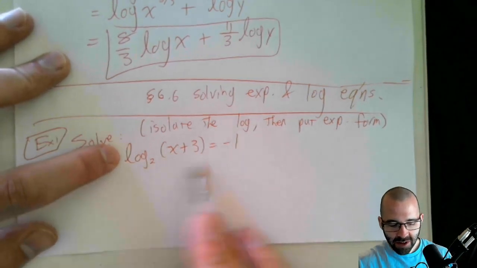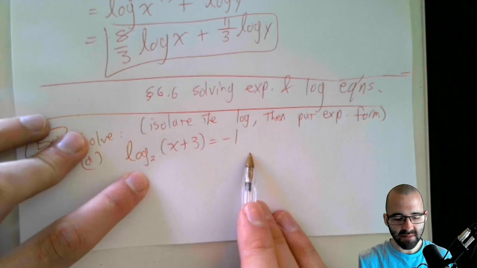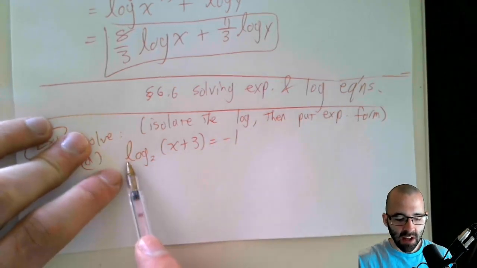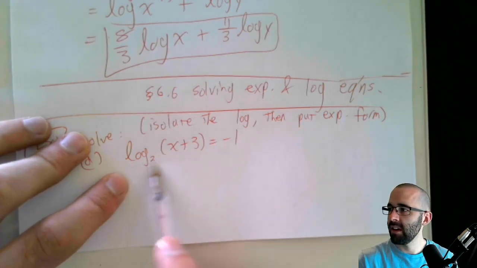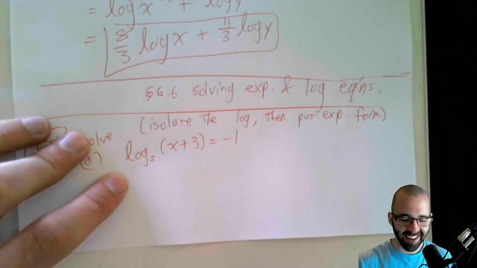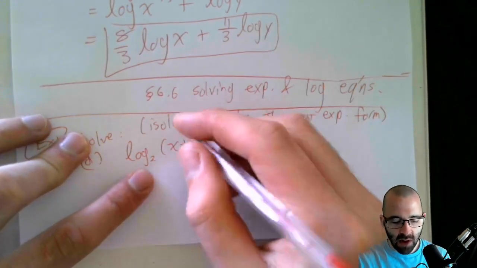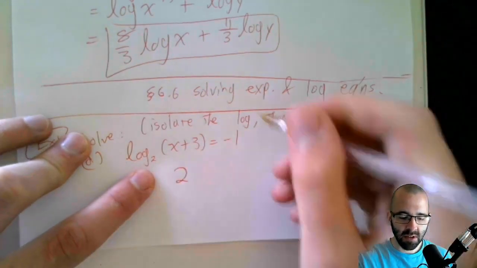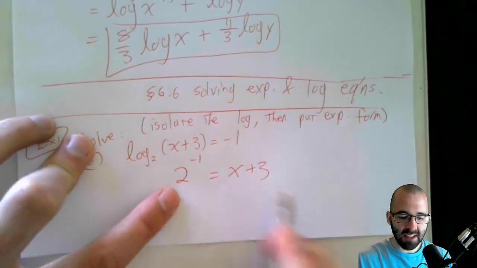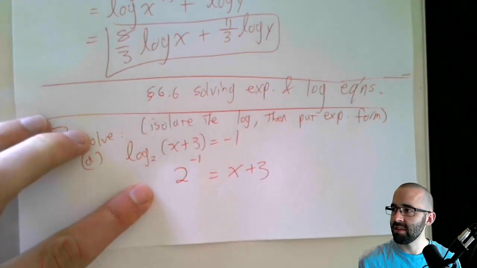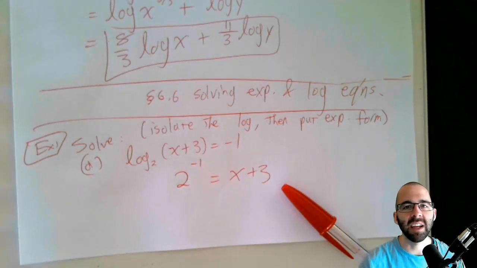Isolate the logarithm. So the logarithm here is already isolated. Now we want to put this in exponential form. Okay? By isolate, I mean the only thing on the left-hand side of this equation is a logarithm, which is good. Now we put it in exponential form. Remember, the base of the logarithm becomes the base of the exponential. The exponent is that right-hand side. So this is the same thing as what we just wrote above. These are the same thing. This is the definition. This is what a logarithm means.